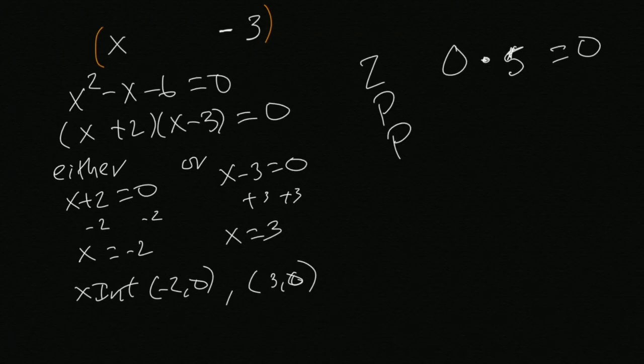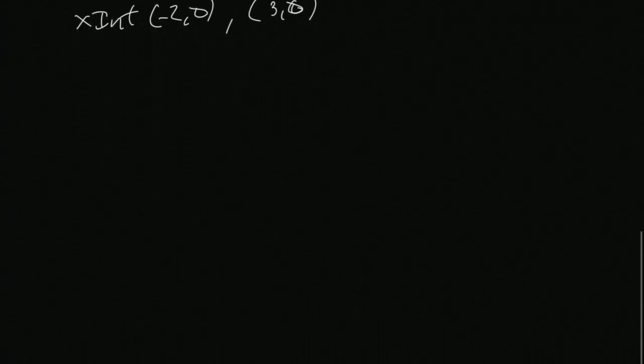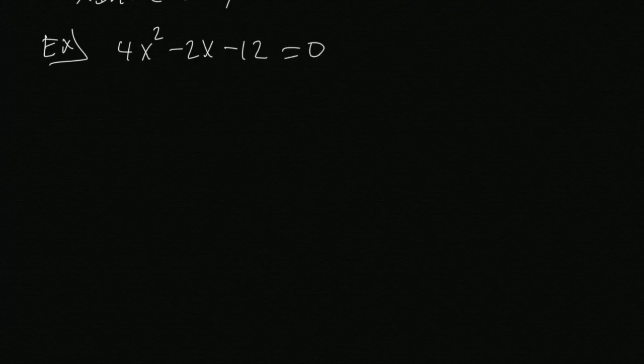Let's try an example where the numbers are a little bit larger, and so it might take us a little bit longer to get to our answer, but we can get there because we got faith. So another example. Let's say I have 4x squared minus 2x minus 12, and I'm trying to get this equal to 0. And then I'm trying to factor this to solve. So I'm trying to solve by factoring.